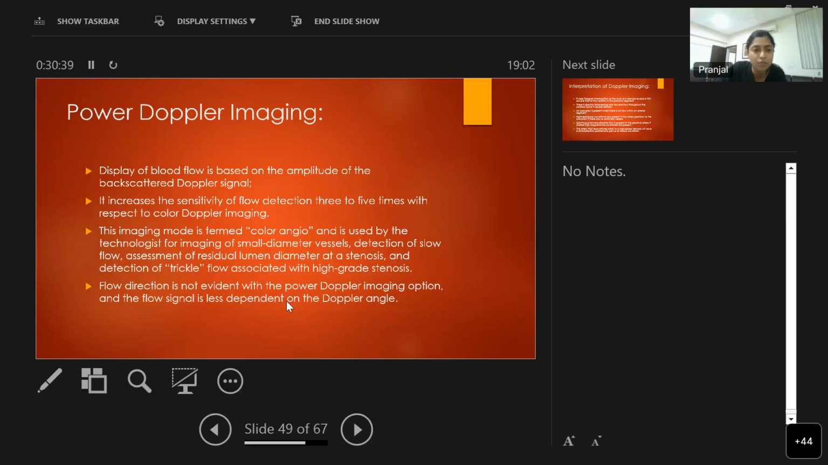This imaging mode is termed as color angio and is used by technologists for imaging of small diameter vessels, detection of flow, assessment of residual lumen diameter at stenosis, and detection of trickle flow associated with a high-grade stenosis. Flow direction is not evident with power Doppler imaging, and a flow signal is less dependent on the Doppler angle.